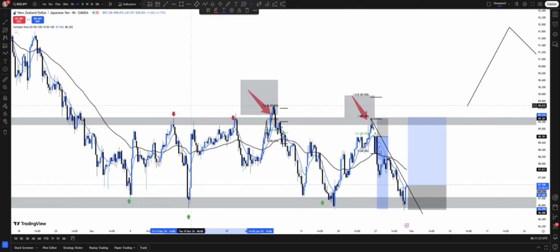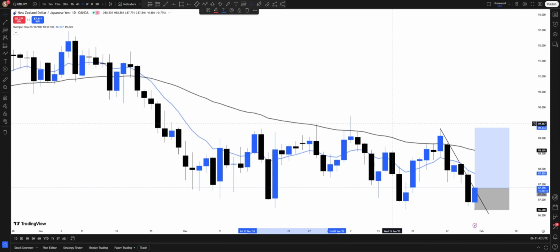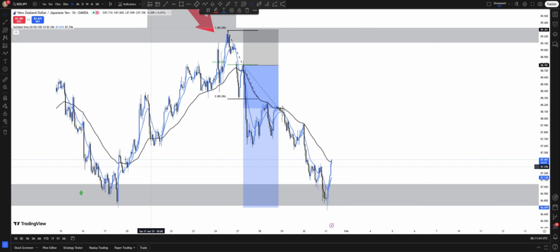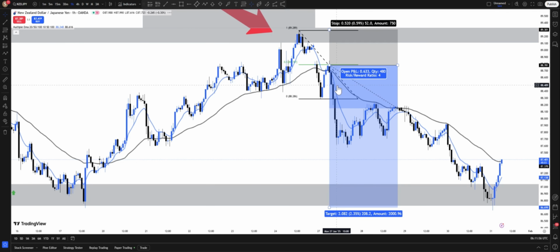So what we'll do, we go down to the smaller time frame, which you can go down. So for example, we could see that this happened on the daily time frame. We can go down to the H1 time frame. Now on the H1 time frame, what we are looking for is very simple.